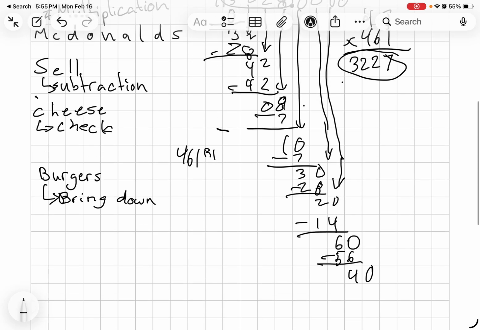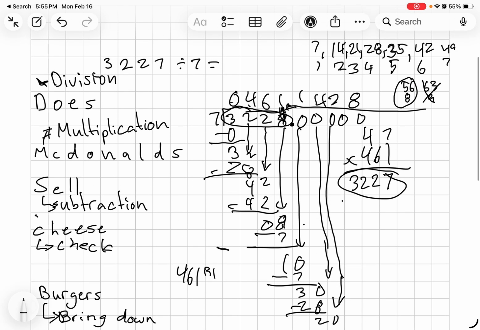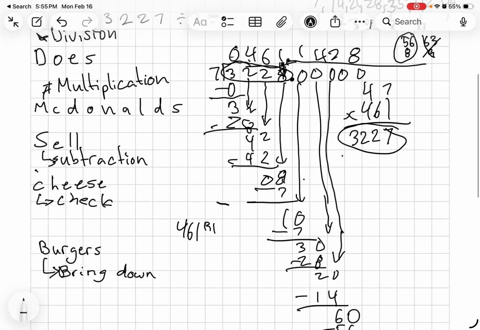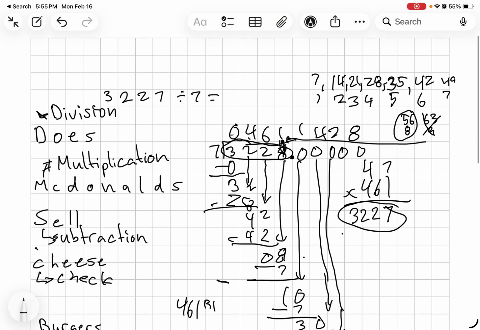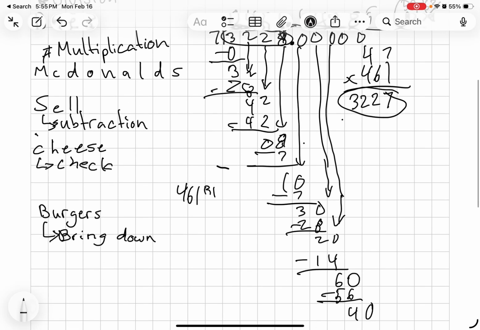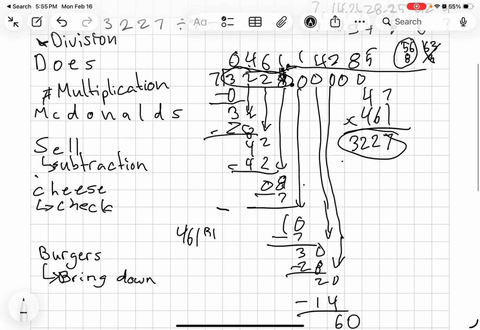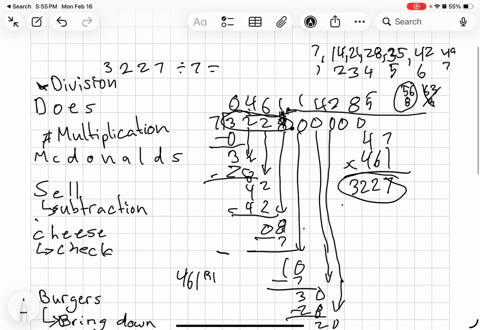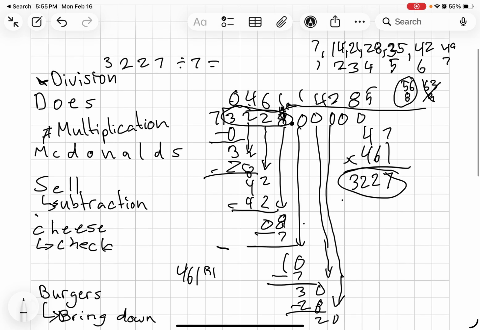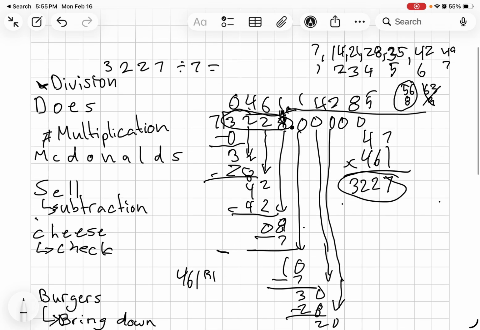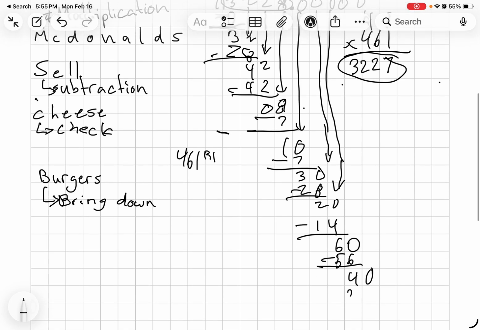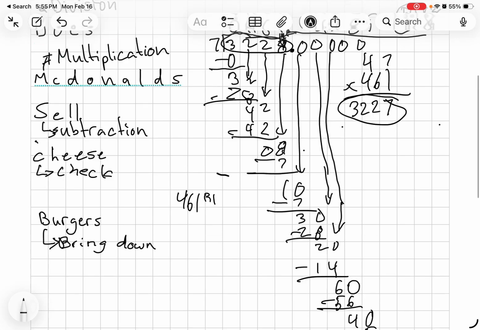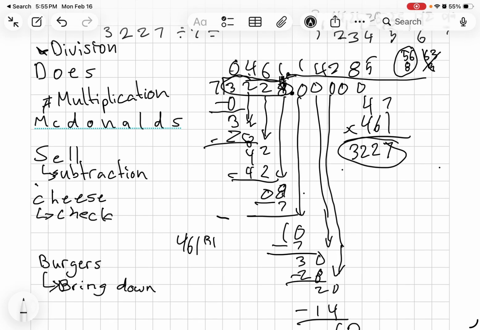We bring down another 0. We get it to this point. We don't even have to add any more zeros or arrows. So we have 40. And that will be 5. And then over here, you get that 5. And then you get 35 minus 5.